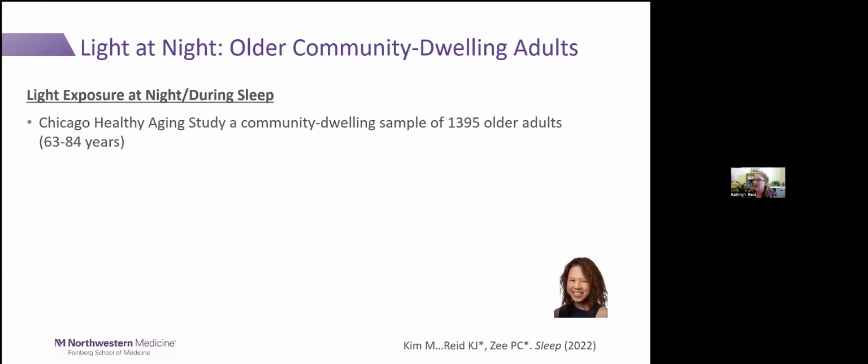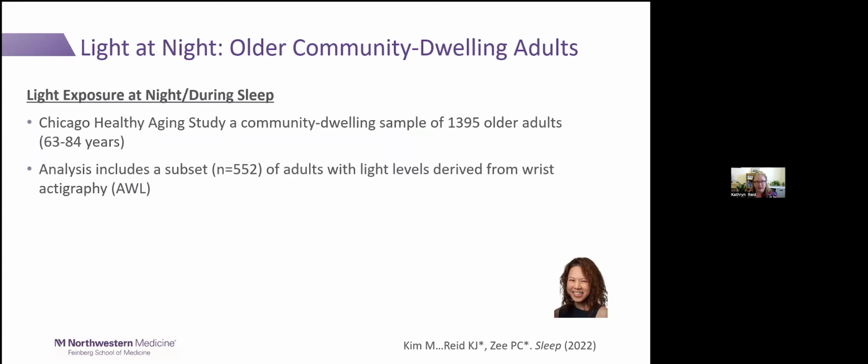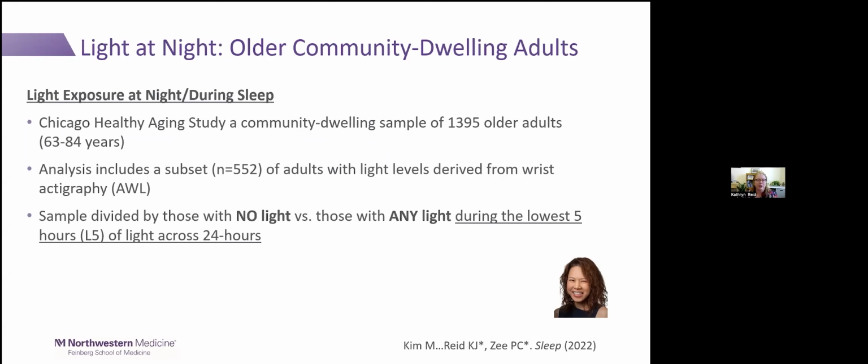And so in this study of older adults, we were looking at older adults 63 to 84 years. It's about 1,400 people in this study. And we have a subset who wore a wrist activity monitor that had a light sensor. And so we were able to look at light exposure across the day and night. And in this case, we were interested in light at night. And we divided our group into those who had no light during the lowest 5 hours of light exposure across the 24 hours, and those that had any light during that time.